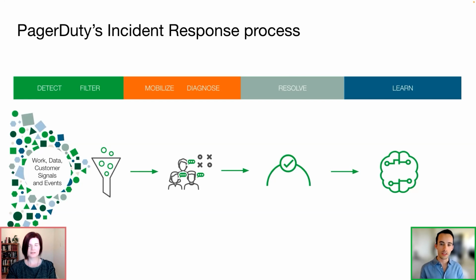And all of that feeds into our filter stage. This is where we do alert grouping and aggregation and machine learning to identify, is something actually going wrong? And then we go into the mobilize and diagnose stage. This is where PagerDuty has made its name in bringing the right people in, people who are tied to a particular service where this alert originated. They do their work, we resolve the issue, and then the learning stage happens.